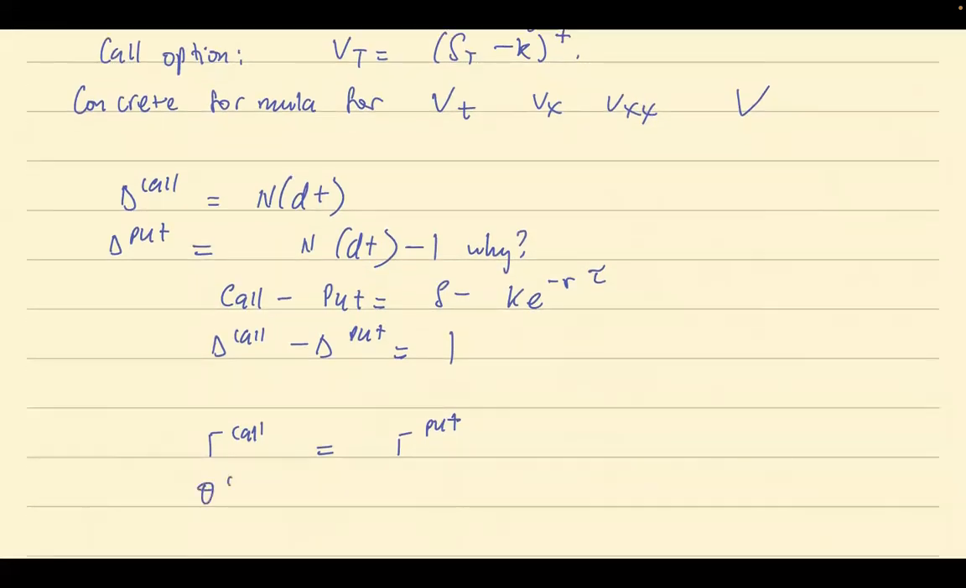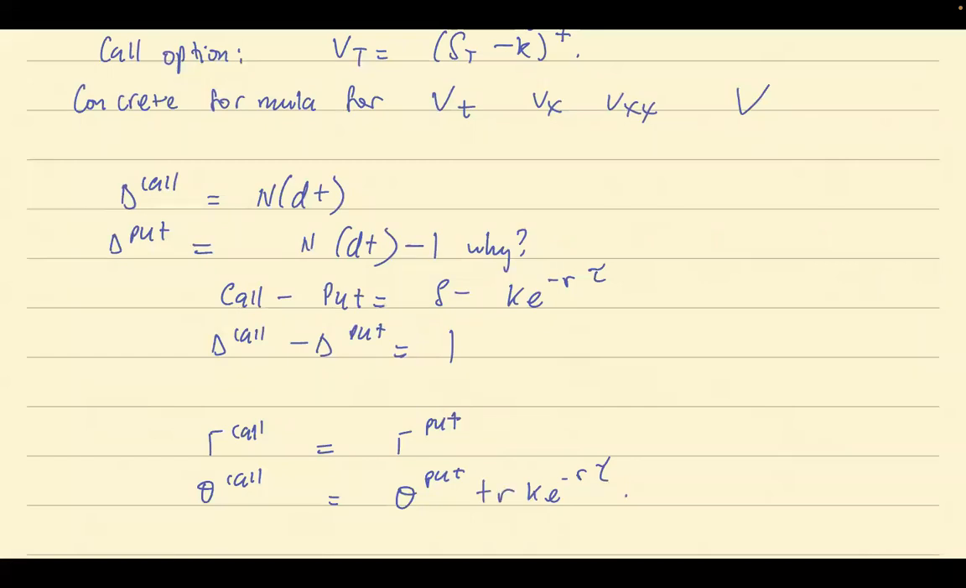What are theta call and theta put? How are they related? I think it is something like this. Why? If I differentiate with respect to tau on both sides, but, oh, so it's a plus. I mean, there's a minus sign, but it doesn't matter because you flip everything. So if you differentiate with respect to tau on both sides, this is 0, and this is going to be this. Oh, they are missing R. Agree?